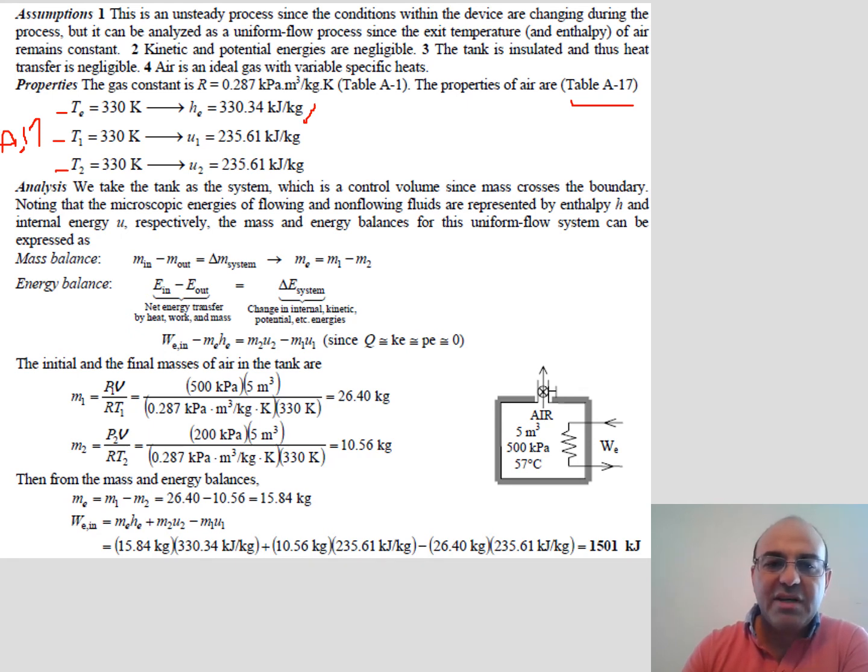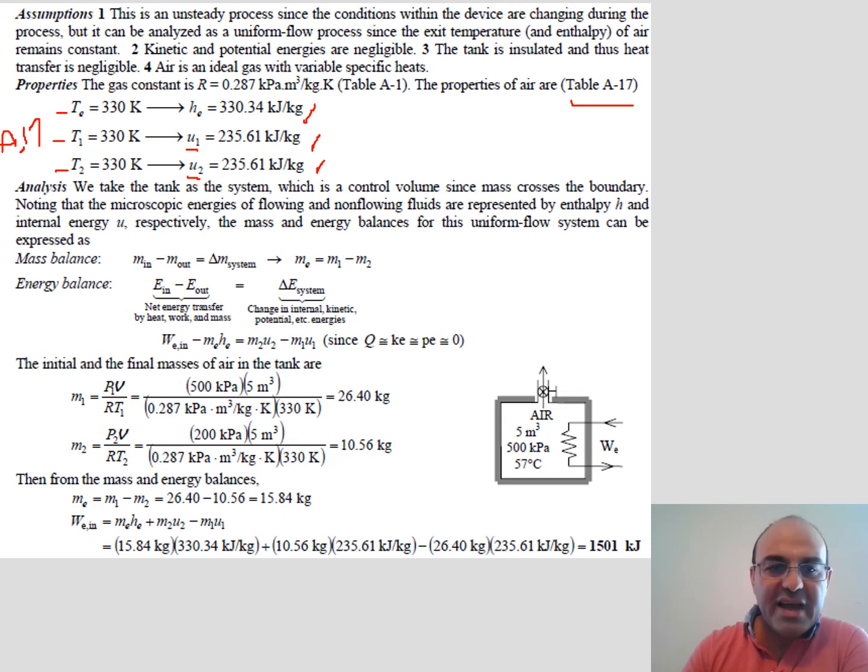enthalpy is found from the table, and we also need internal energy because it's a uniform flow process. Later you will see that internal energy is also needed. So we read this from the table directly. There's no need for interpolation or anything.